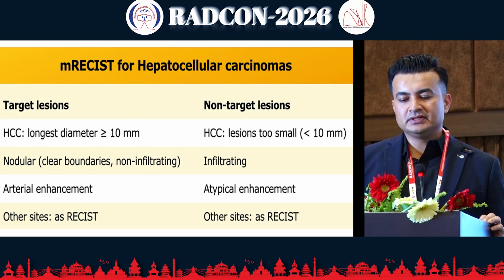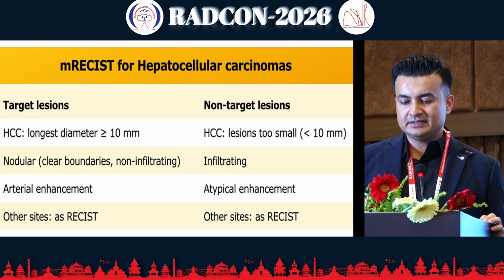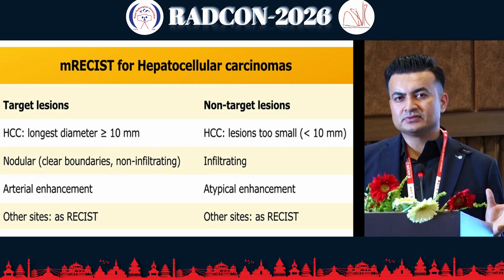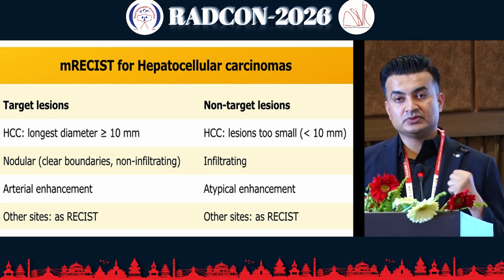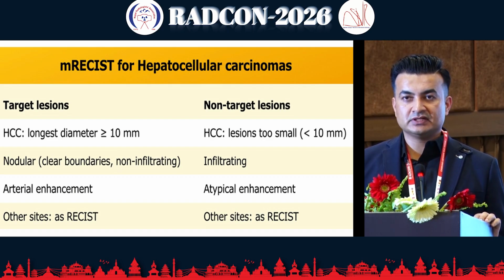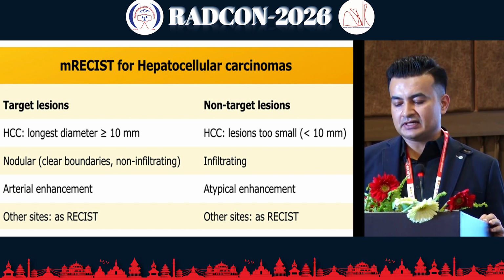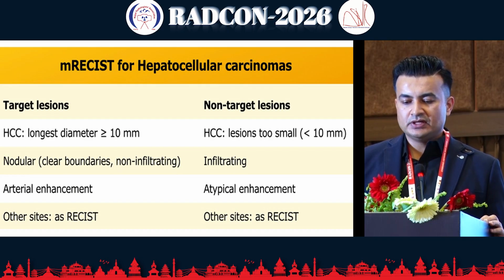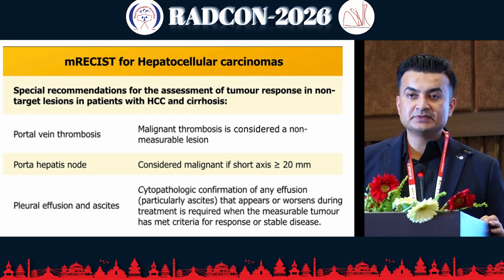So we divide it into target and non-target lesions on scan. A target lesion has to be well encapsulated, more than 10 centimeters, and has to have hyperenhancement within, so there has to be an enhancing nodule within the lesion. Any other lesion is a non-target lesion. How do we measure? We measure the enhancing portion only. We do not measure the necrotic portion within the lesion.